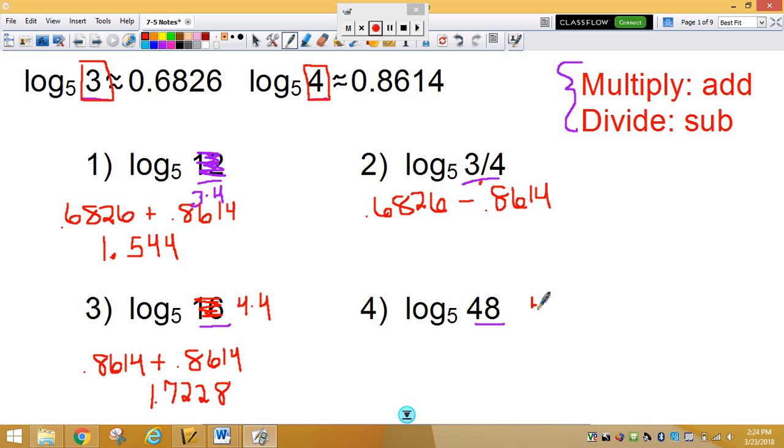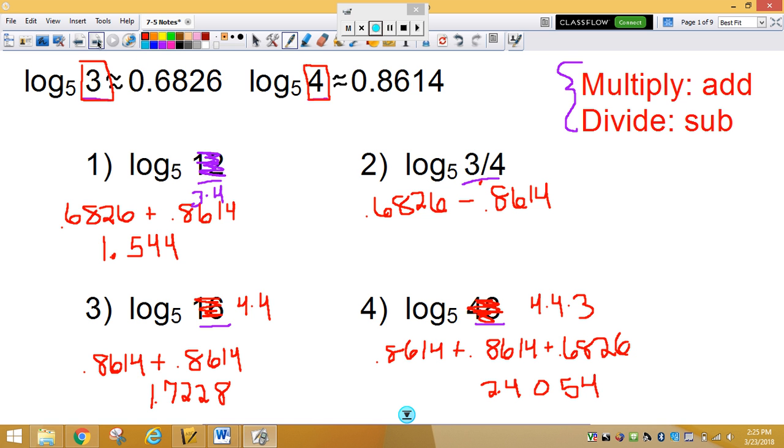Okay, 48. Let's see here. 48 is really 4 times 4 times 3. So I know log base 5 of 4 is 0.8614. They're multiplying, so I'm going to add. Log base 5 of 4 is 0.8614. It's multiplying, so I'm going to add. Log base 5 of 3 is 0.6826. I'm going to add all three of those, and you get 2.4054.